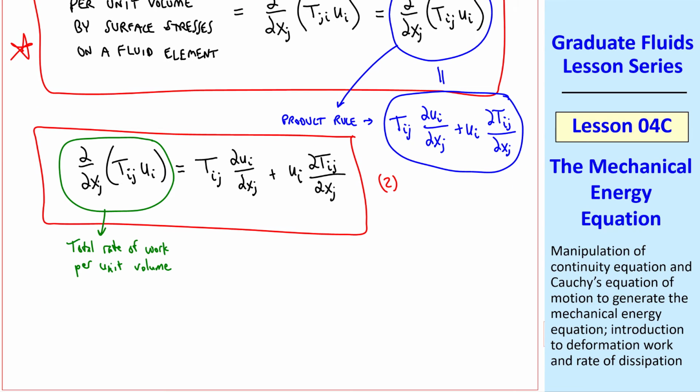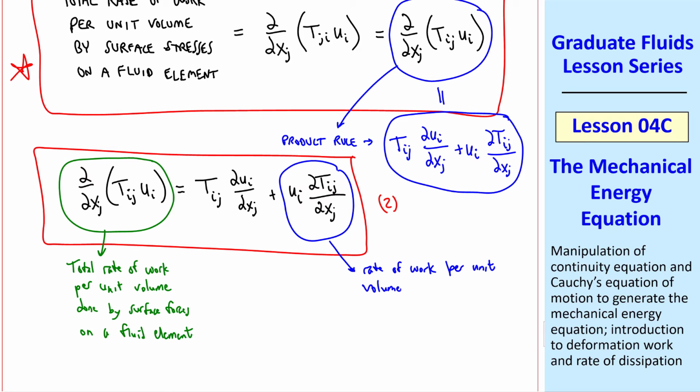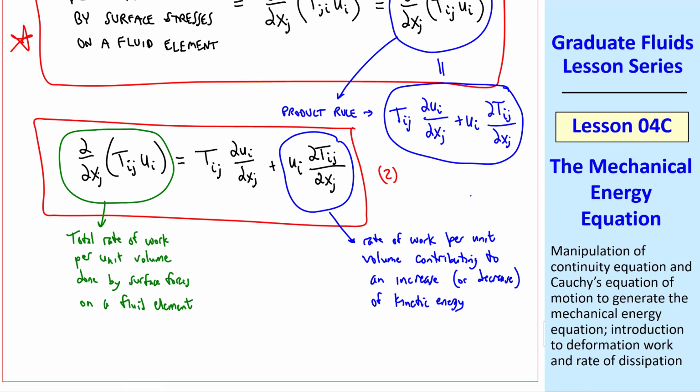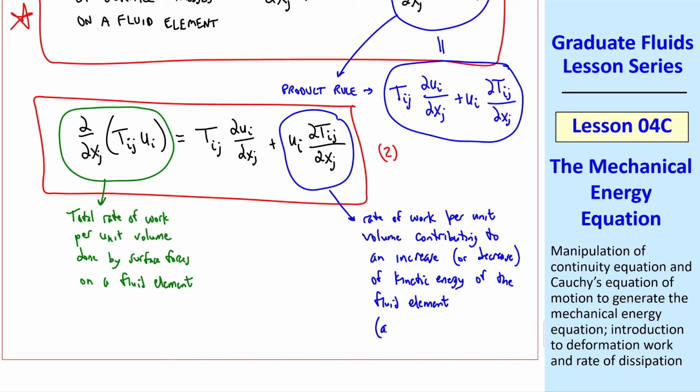As I've said, this first term is the total rate of work per unit volume done by surface forces on a fluid element. This last term is the rate of work per unit volume contributing to an increase or decrease, this can be either a source or a sink, of kinetic energy of the fluid element. In other words, it accelerates or decelerates the fluid particle. But what about this middle term? We've split this total work term into 2 parts, one that contributes to the increase or decrease of kinetic energy, and this one which does not.